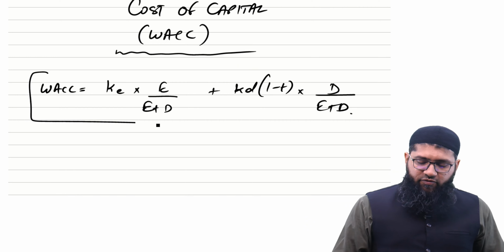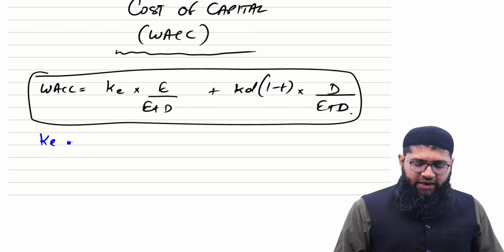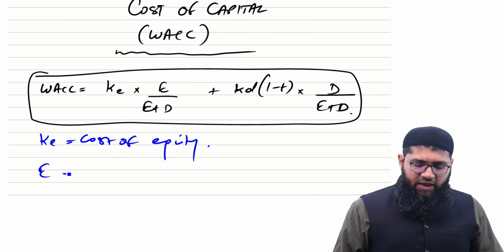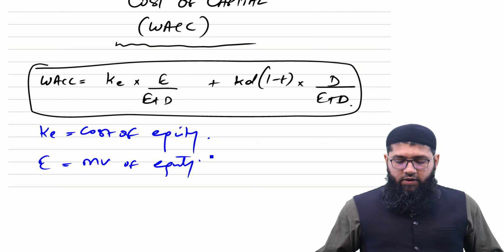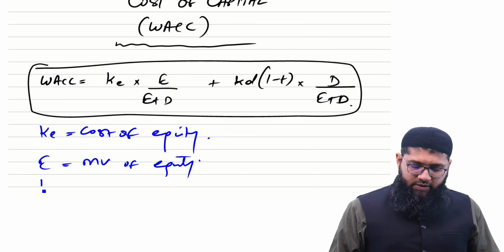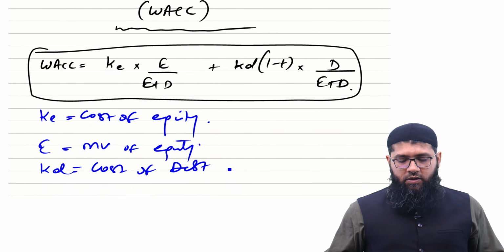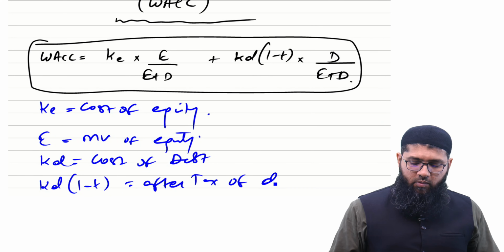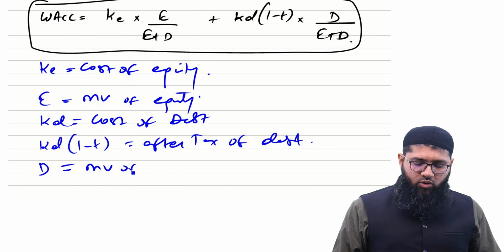And when we calculate this weighted average cost of capital, the KE is your cost of equity. The E is your market value of equity. KD is your cost of debt. The KD(1 minus T) is your after-tax cost of debt. Then you have got D, which is the market value of debt.